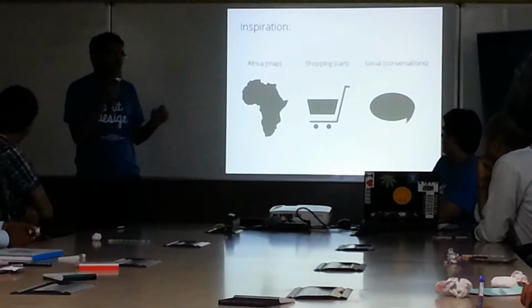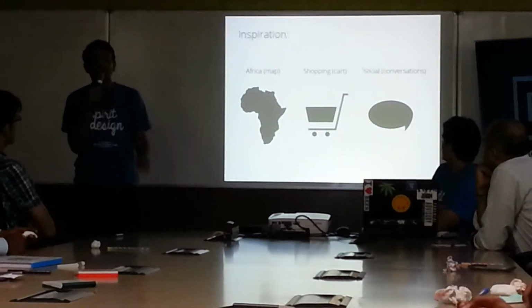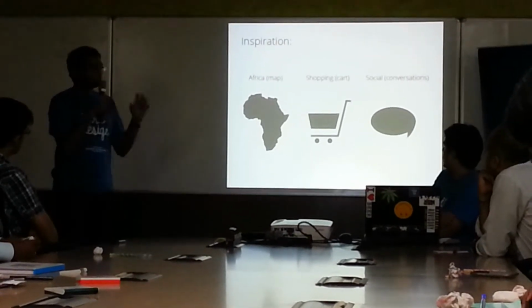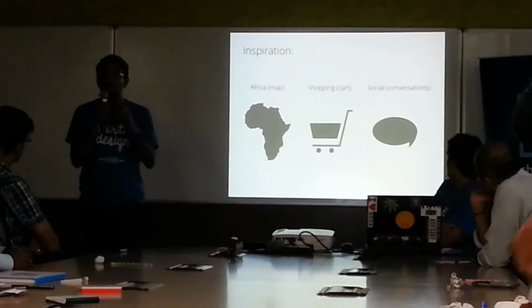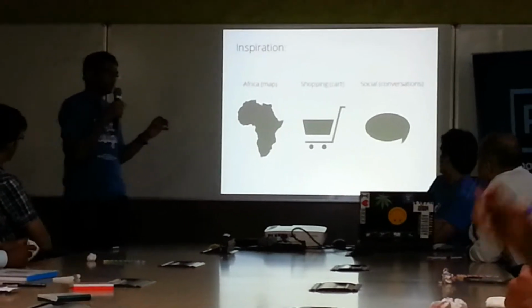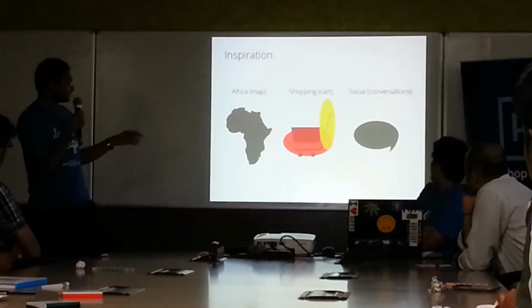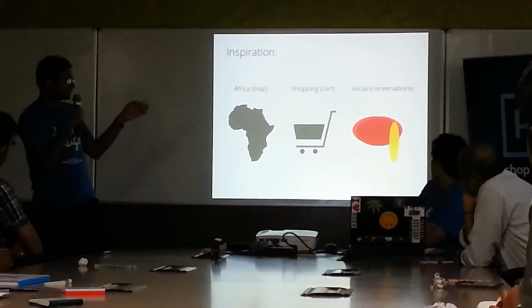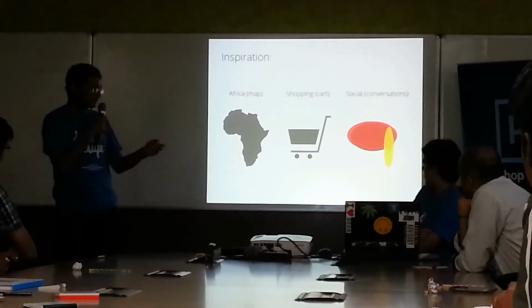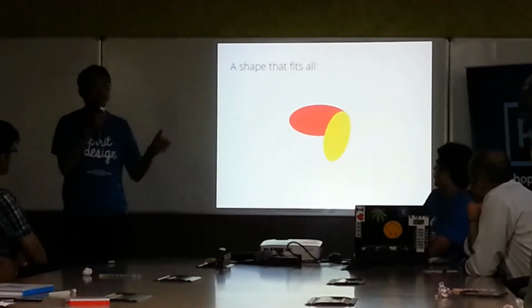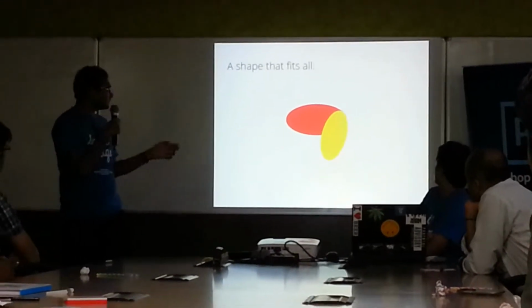Then I put the three major shapes from these three categories side by side and looked at it from a distance. I tried to identify some pattern through which I can depict all these three things. And I came up with this. So this is a shape that would fit all the three things together.